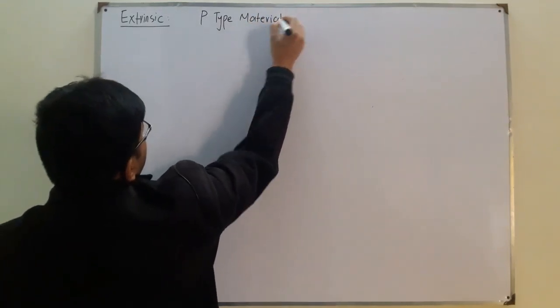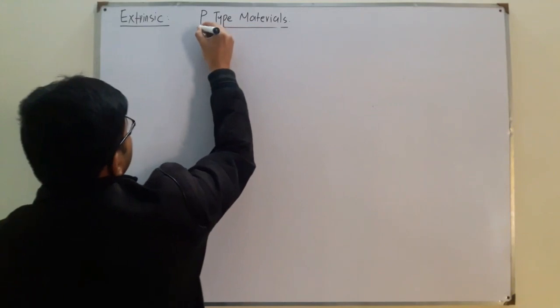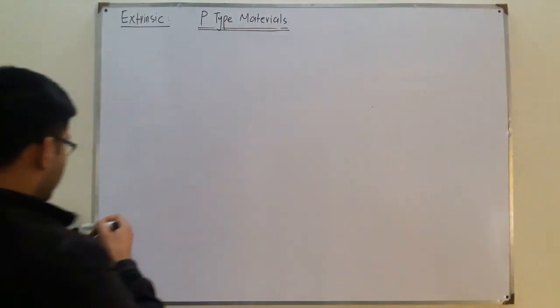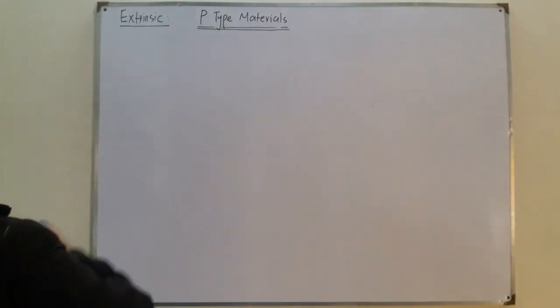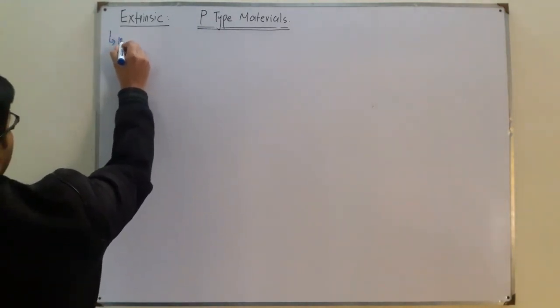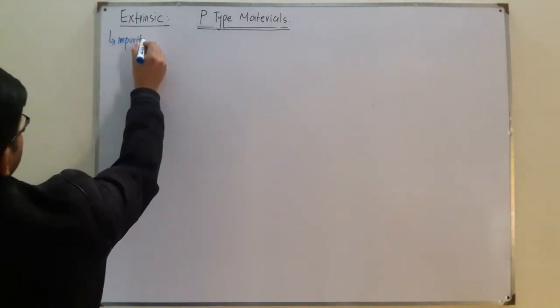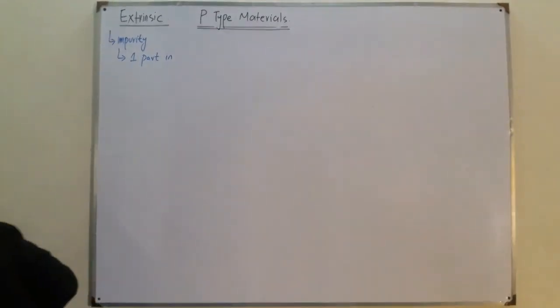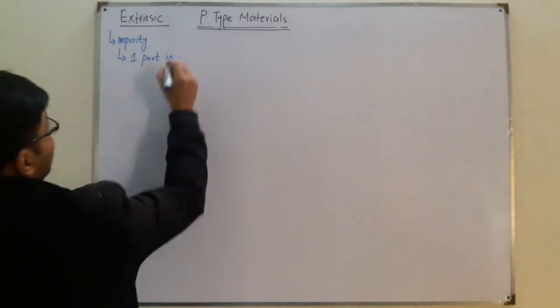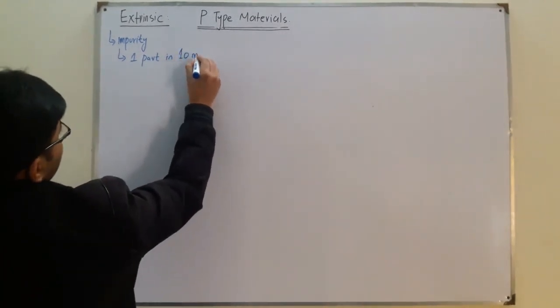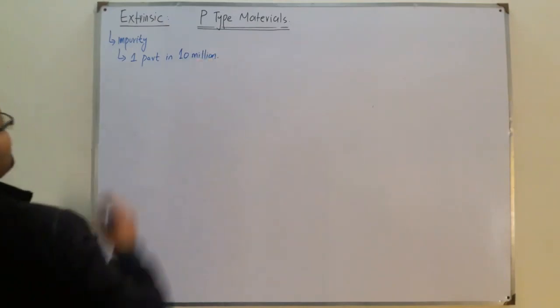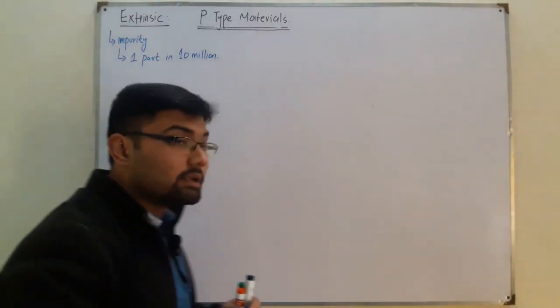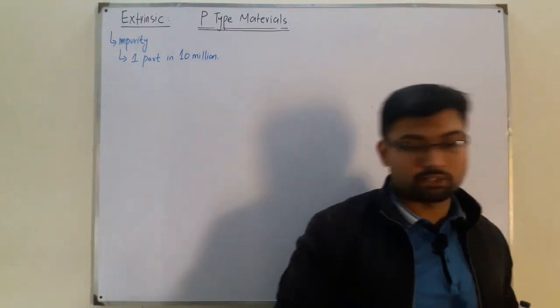Okay, now we've seen that extrinsic is what? An impurity is added to the pure, that is the intrinsic material, all right? And this impurity is added in one proportion, so we've also seen that one part is added in a million parts, or in 10 million parts. One part is added in 10 million parts, right? And even this proportion of this impurity can alter the properties of this semiconductor.